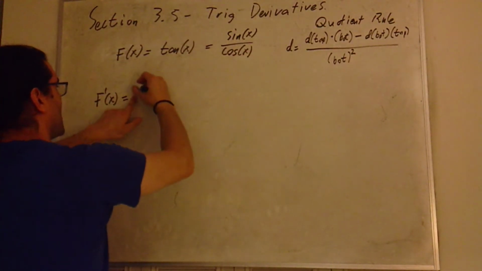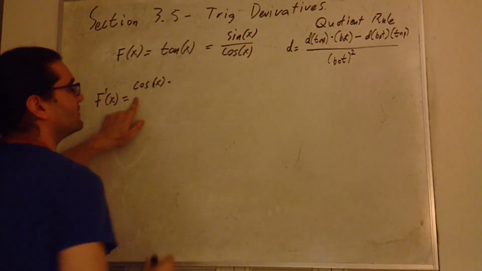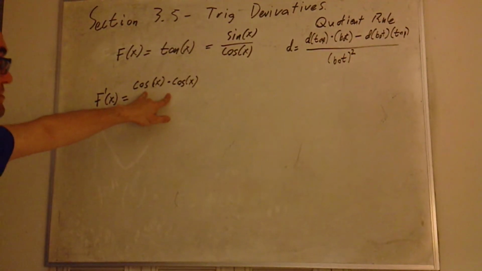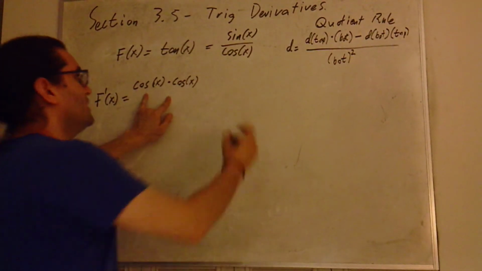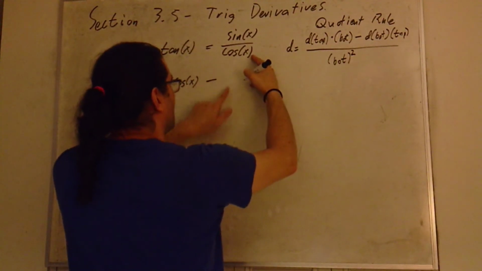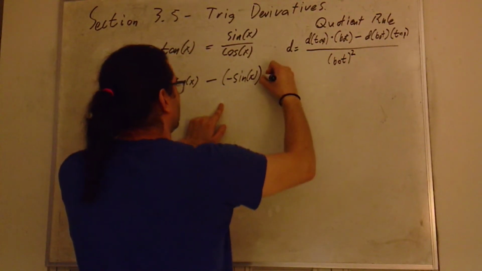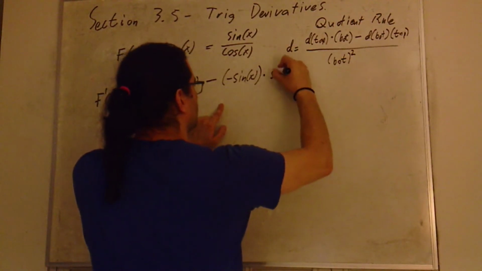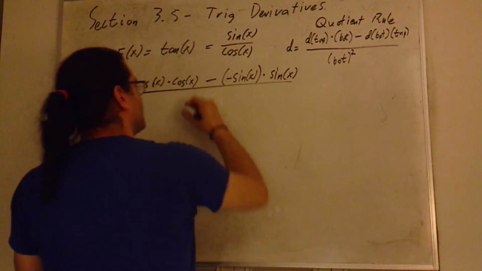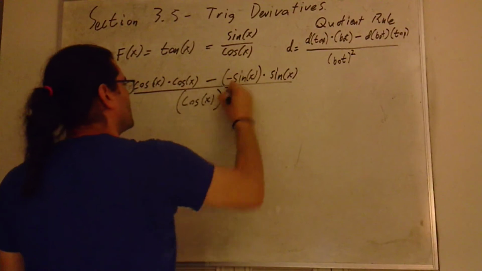The derivative of the top is cosine x. The original bottom is cosine x. It's going to turn into a cosine squared. That's nice. I'm going to subtract the derivative of the bottom. Derivative of cosine x is negative sine x times the original top, which is another sine x. All of this is divided by cosine of x squared.